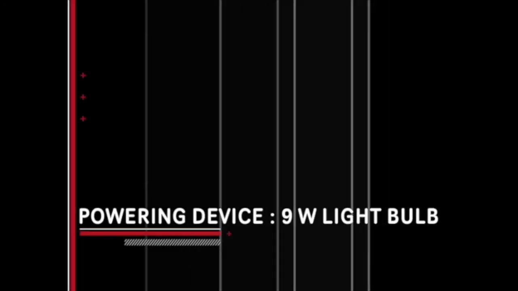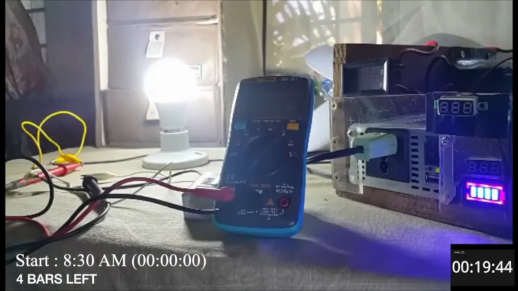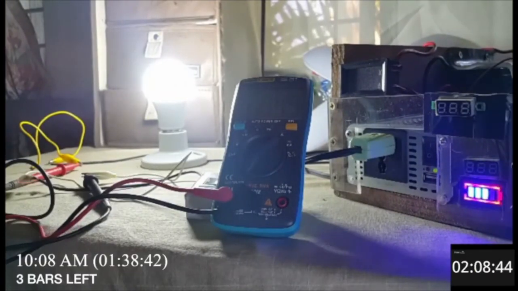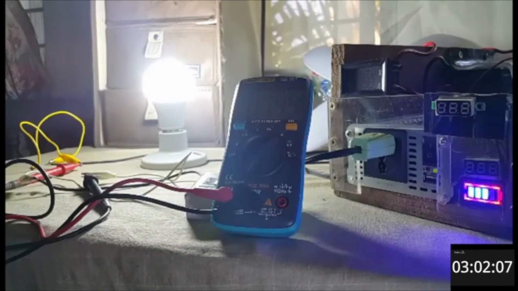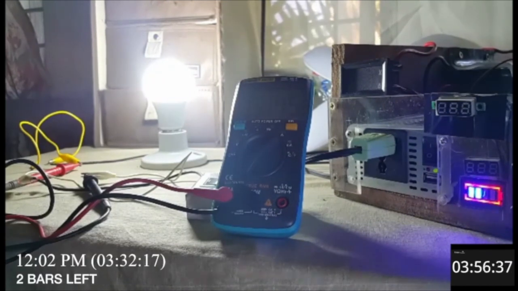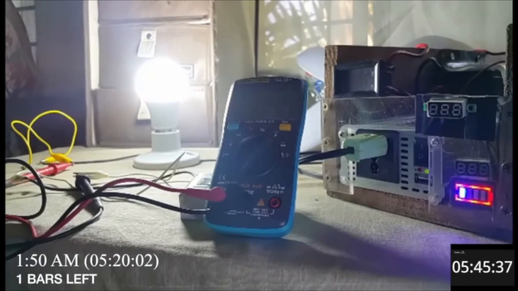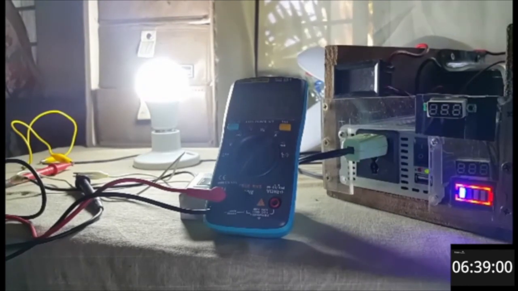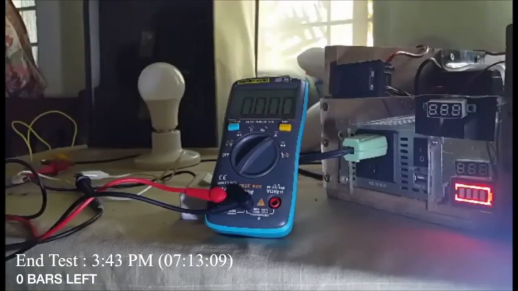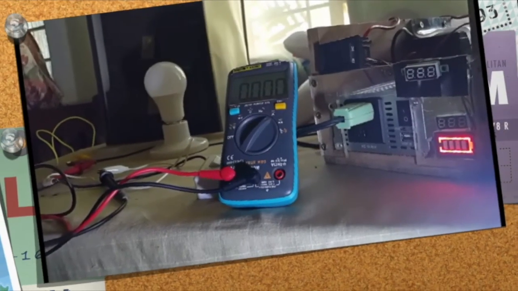Powering device, 9-watt light bulb. Lastly, this shows the prototype powering a light bulb. The test starts at 8:30 a.m. At 10:08, 3 bars are left. At 12:02, 2 bars are left. At 1:50, 1 bar is left. And at 3:43, 0 bars are left, and that concludes the test.